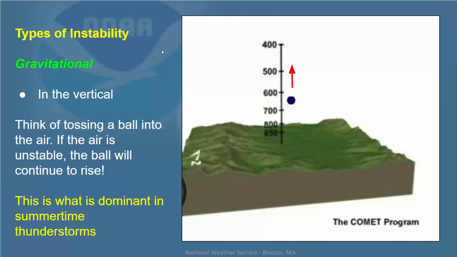To explain, we'll talk about the different types of instability. There's the vertical instability that I just talked about, known as gravitational. Think of tossing a ball into the air: if the air is unstable, the ball will just continue to rise and won't fall back to Earth. Those are the updrafts we talk about. If you throw a ball into an updraft, it'll continue to rise until the air becomes stable. This is really dominant in our summertime thunderstorms.